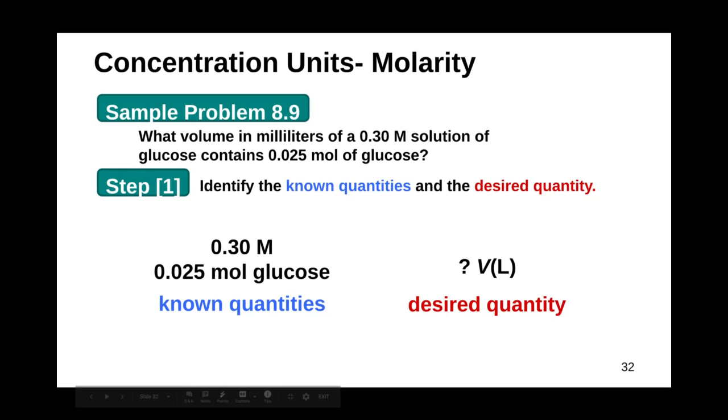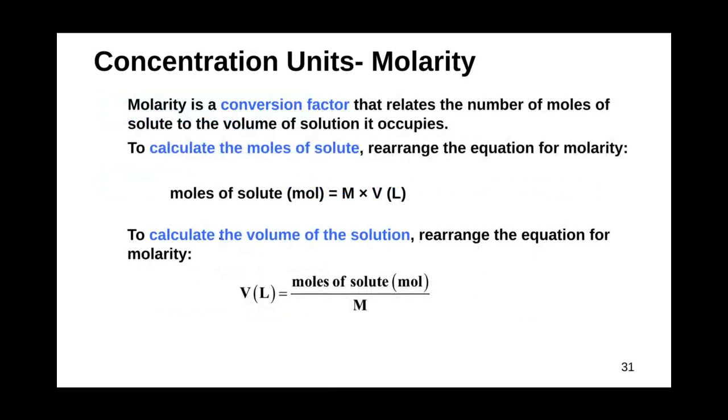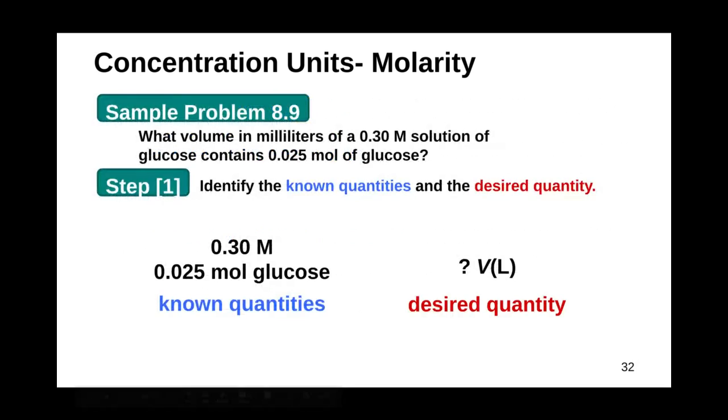V. What do we know? We know we have 0.3 molarity, because that's what it told us here. And we know we have 0.25 moles of glucose. So based upon this previous slide, which one can we use? Well, we can use this bottom equation. We want to know volume, we know moles, we know molarity. So we just stick everything into that equation, provided it's in the right units. Our volume is going to be in liters. We have moles in molarity, so everything is in the right units.